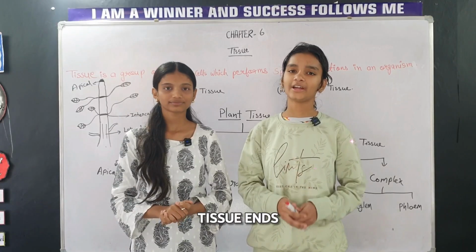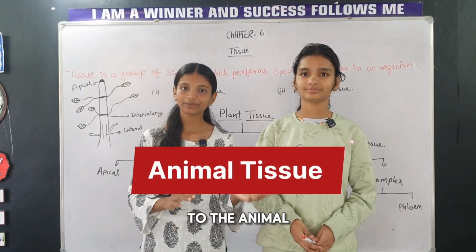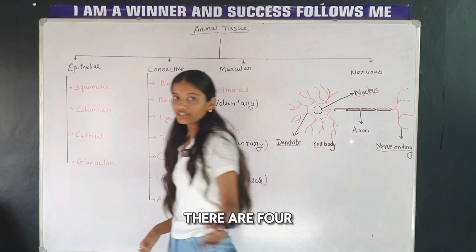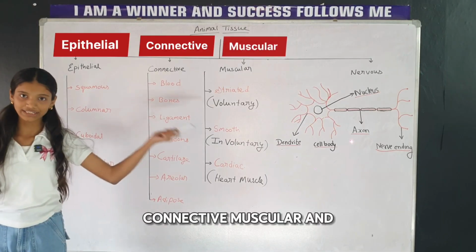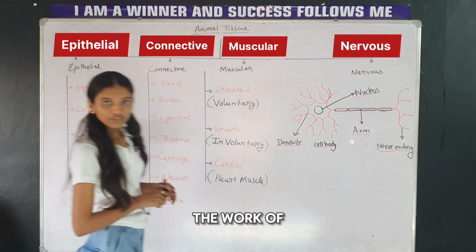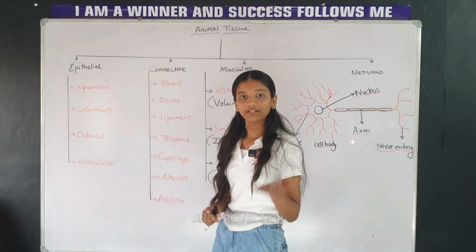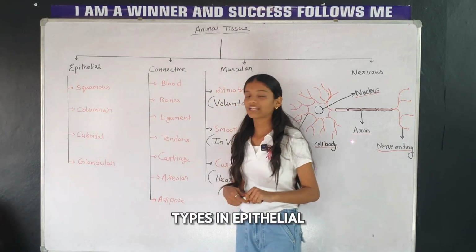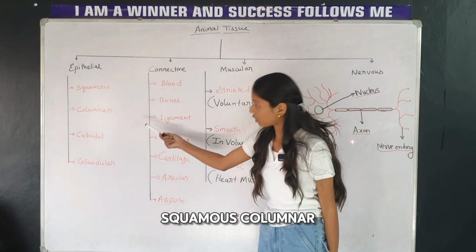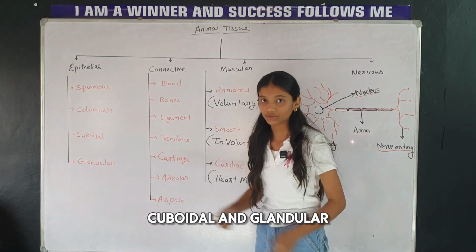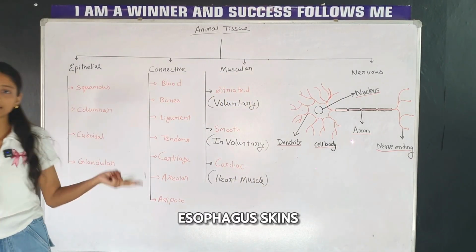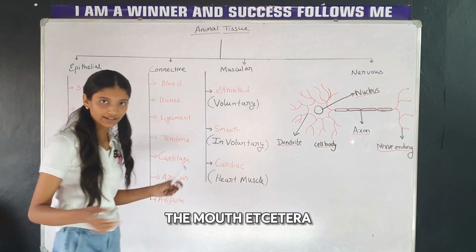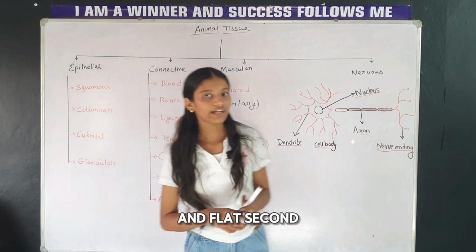Here the plant tissue ends. Now let's move to the animal tissue. There are four types in animal tissue: epithelial, connective, muscular and nervous. The work of epithelial tissue is covering and protection. There are four types in epithelial tissue: squamous, columnar, cuboidal and glandular. Squamous tissues are found in the esophagus, skin, lungs, lining of the mouth, etc. These are thin and flat.